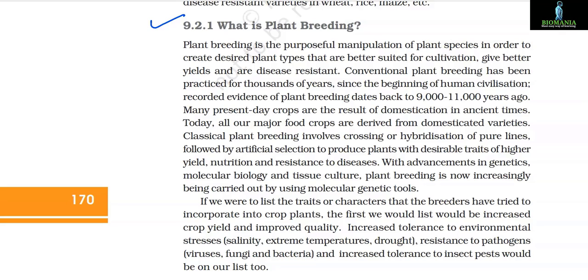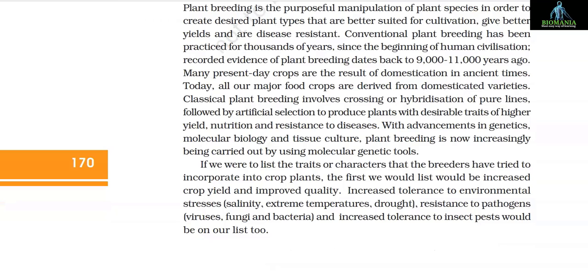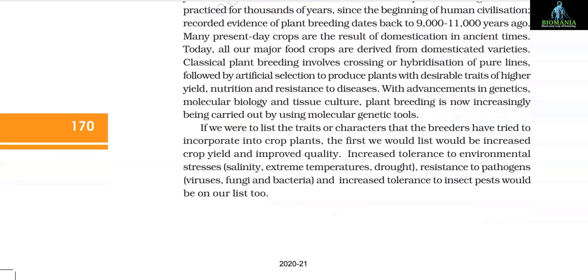Many present-day crops are the result of domestication in ancient times. Today, all of our major food crops are derived from domesticated varieties. Classical plant breeding involves crossing or hybridization of pure lines, followed by artificial selection to produce plants with desirable traits of higher yield, nutrition, and resistance to diseases. With advancement in genetics, molecular biology, and tissue culture, plant breeding is now increasingly being carried out by using molecular genetic tools.